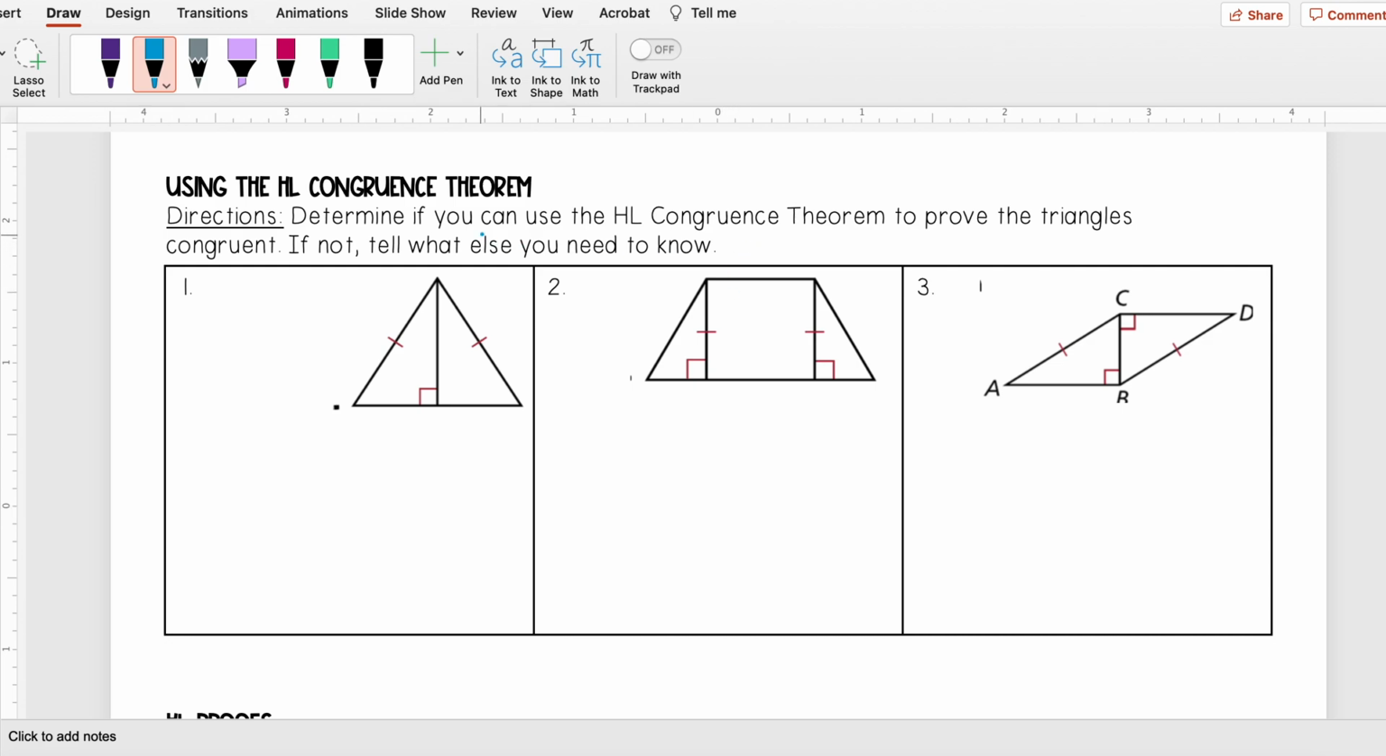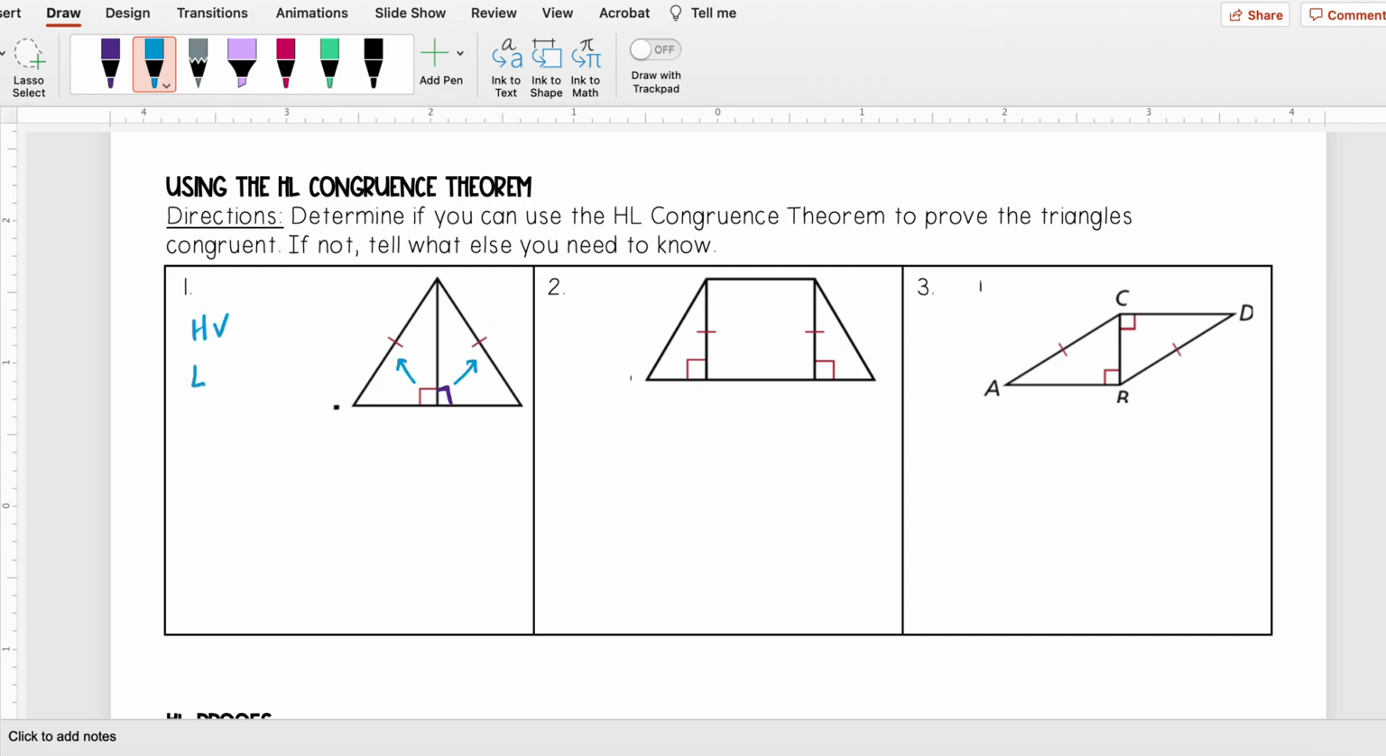So determine if we can use the HL congruence theorem to prove the triangles are congruent. If not, tell us what you need to know. So first I have two triangles here. My first thing is to check that they're a right triangle. I see that they're a right triangle because I have this right angle here, and we can already assume that this angle to the right is also a right angle. Now I need that a hypotenuse is congruent and a leg is congruent. Well, I first off see that I do have the hypotenuse congruent because that's this side opposite of the right angle, so I'm good there.